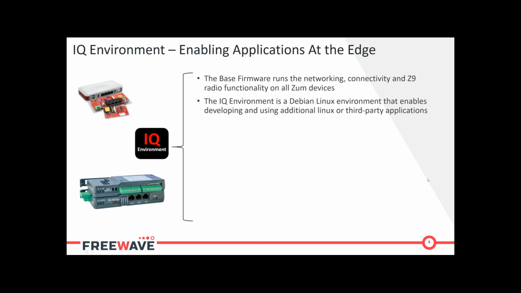So what's included in the IQ environment? The IQ 1.2 release is a base firmware update that's available now, and there's two main things there. One is the Wi-Fi access point support with compatible Wi-Fi adapters on the USB port of the Z9 P2 and PE2. And 1.2 is also the standard base firmware from the factory as of this week on the Zoom Link and Zoom Edge devices. So that's available now.